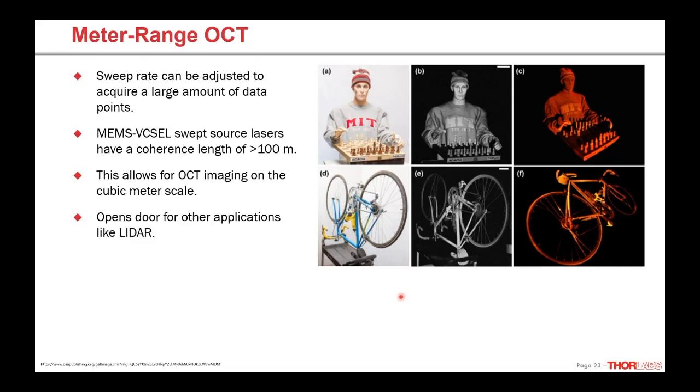And what you can see here are some images that were acquired by Ben Potzet and James Fujimoto from MIT. On the left side, you see just photographs of a mannequin and a bicycle, maximum intensity projections of these images. And then over here, you see actual OCT images. And you can see that you can acquire data on the meter range in all dimensions. While this is a fringe application, it shows the capabilities of swept source OCT technology and also opens the door for future applications like LiDAR.